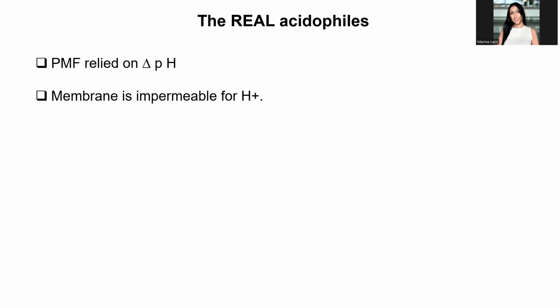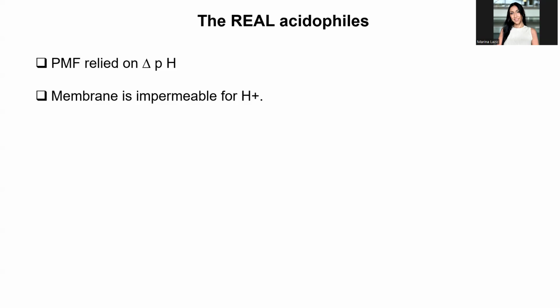But this was all about acidophile-like neutrophils that learn how to be acidophiles. What if something is really an acidophile? Something that evolved to be an acidophile, not learned. I should not say learned. These guys learned. Something evolved to be acidophile.